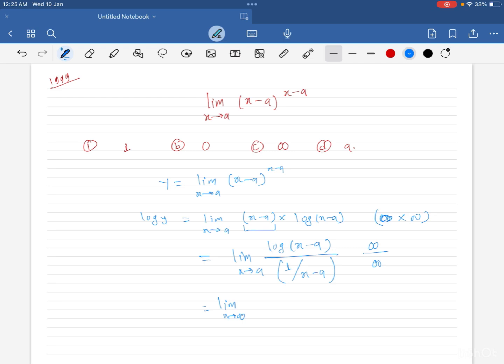So if you apply the L'Hopital rule here, the derivative of log x is 1 by x, so it is going to be 1 divided by x minus a, right? And divided by, this is nothing but x minus a to the power minus 1, so that is going to be x minus a to the power minus 1 into minus 1, so that would be x minus a to the power minus 2, right?